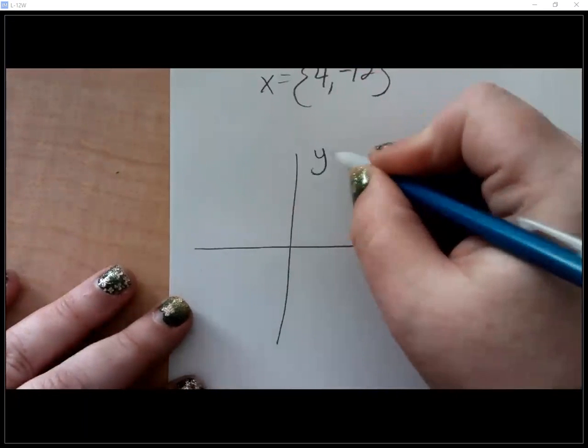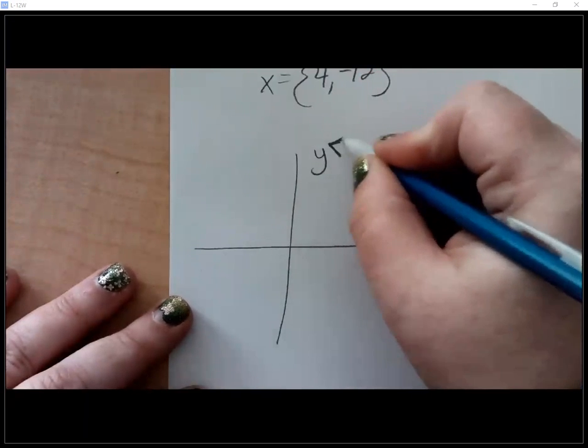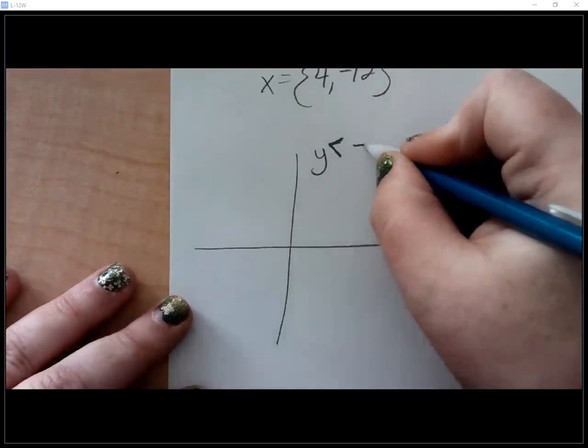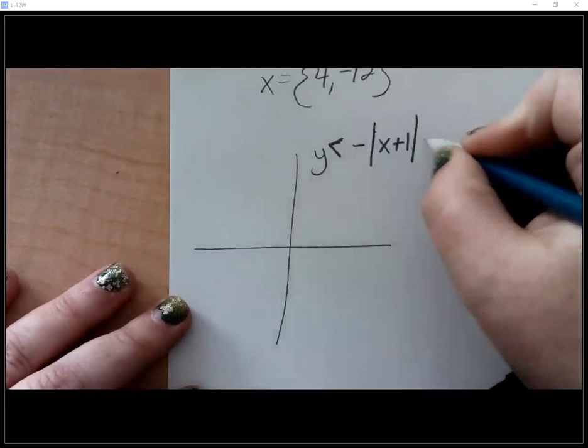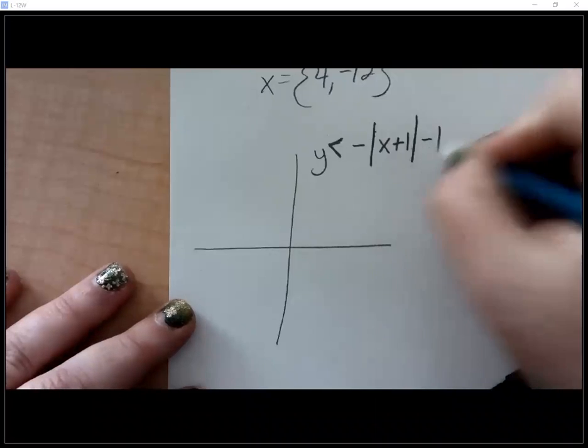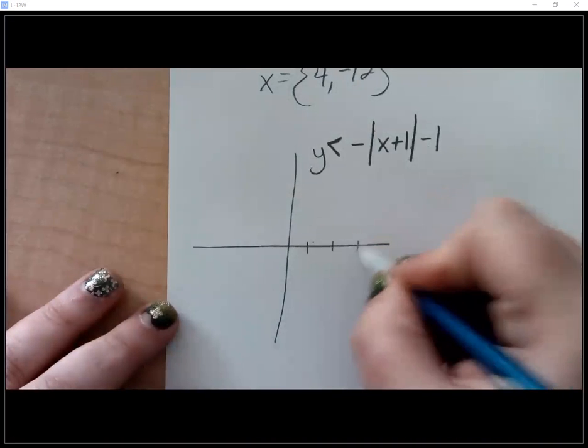How about y is less than, let's do negative absolute value of x plus 1, minus 1. Try that. So I know we don't actually have a graph, but if you just sketch a couple of spots, you'll be able to get it pretty well.